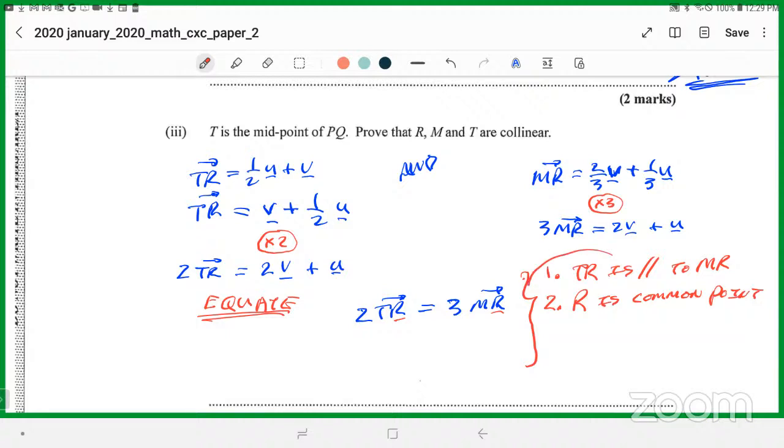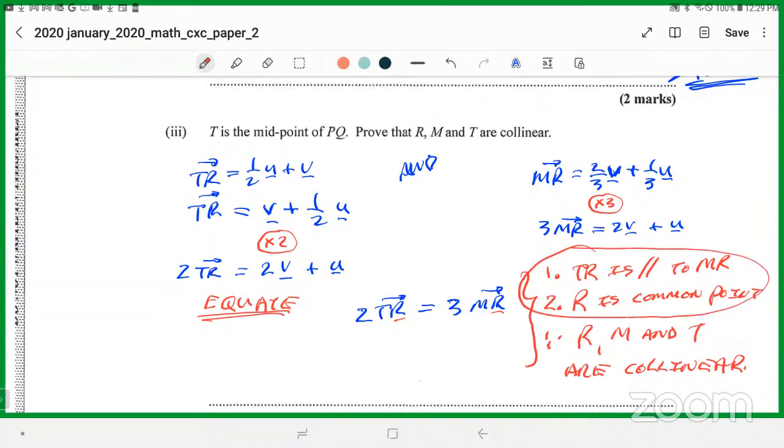Because you have these two things happening, we can draw the conclusion. And so therefore, the points involved, R, M, and T are indeed collinear. The points are collinear because of these two things happening. That's why the points are collinear. And that's it. That's the end of the proof.